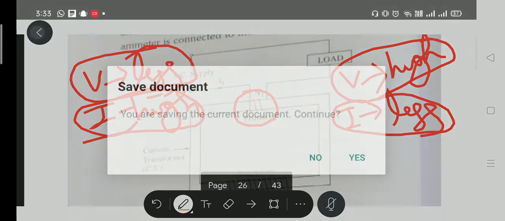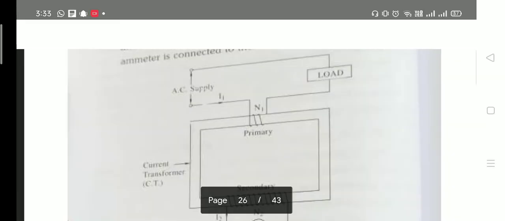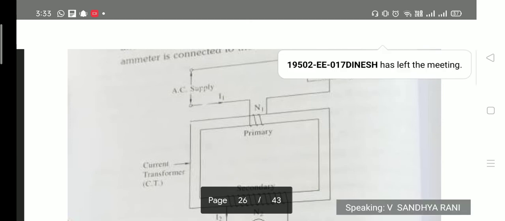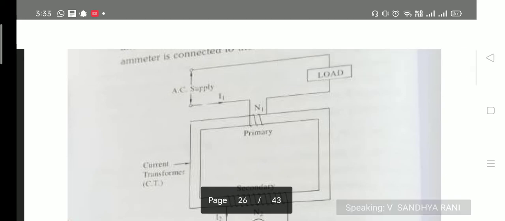Any doubts? Any doubts in this current transformer? We also use this current transformer in relay circuits for the protection of the relay circuit. Any doubts?